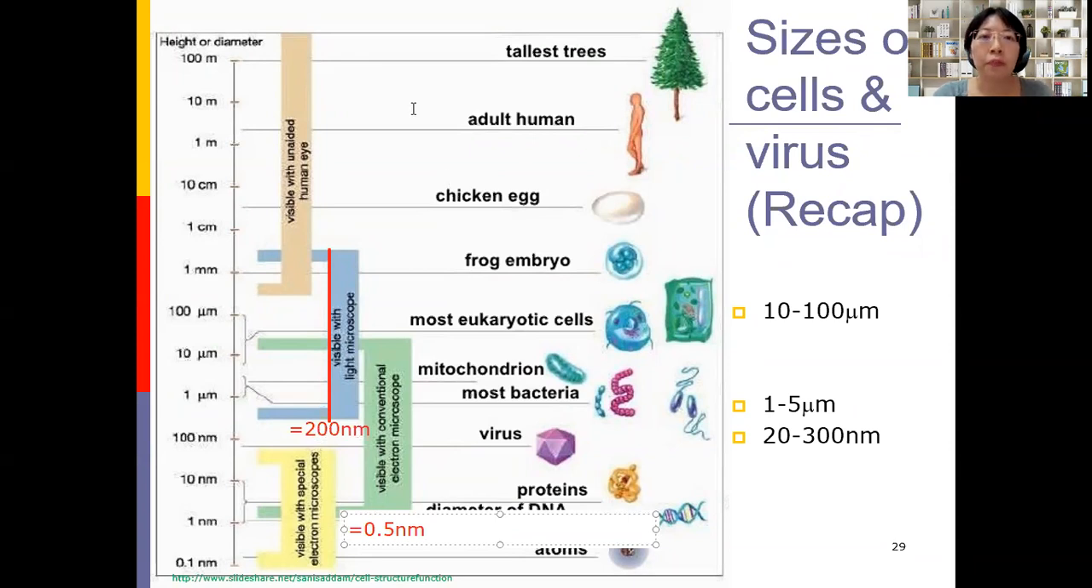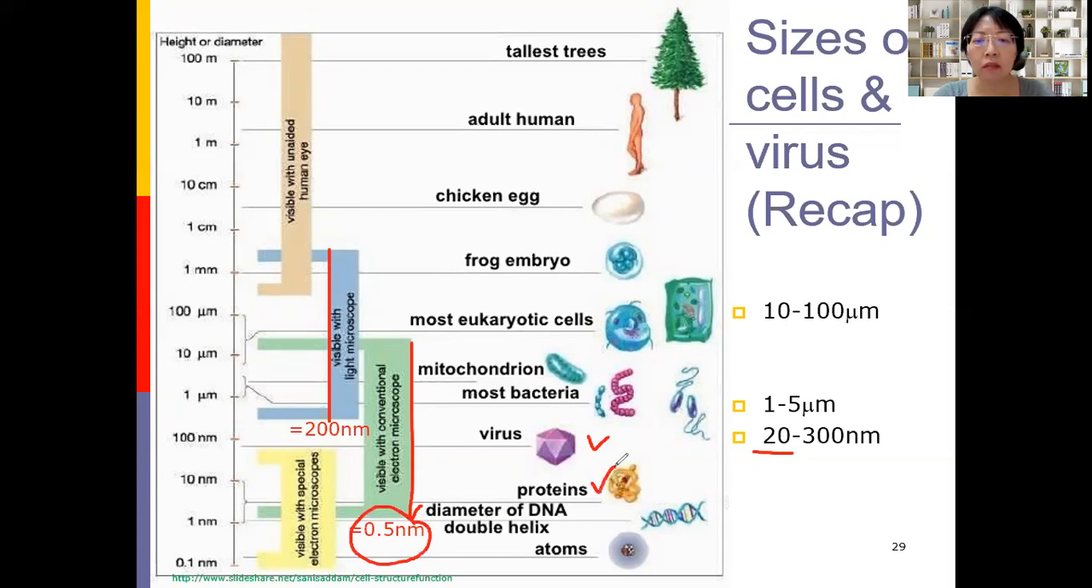Okay, so what are the minimum sizes of things that you can see using an electron microscope? You can see to the level of not only virus, because virus is 20 nanometers minimum, right? But we can see down to 0.5 nanometer. So we can even see protein structure, the molecule protein. We can see up to DNA structure. So it's amazing, isn't it? We can see down to molecular level, the structure of molecules.